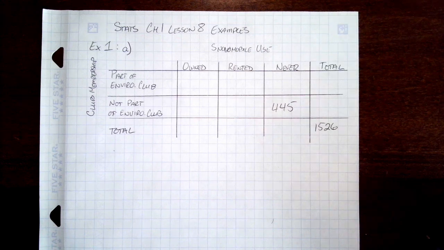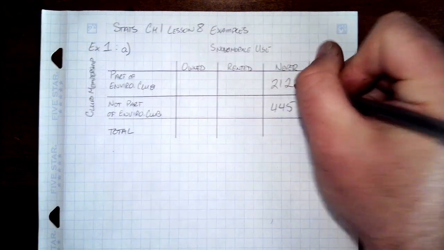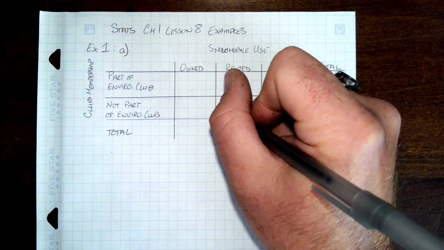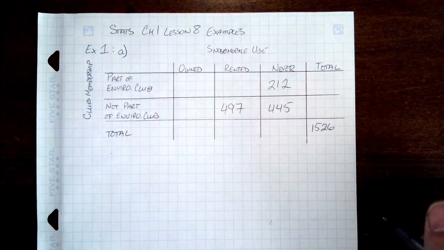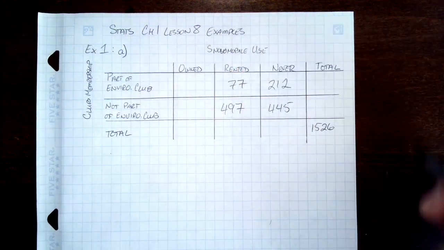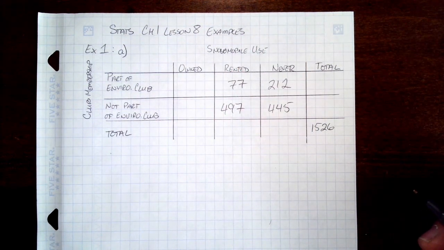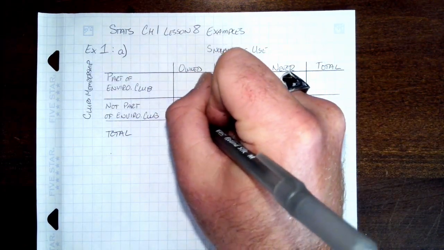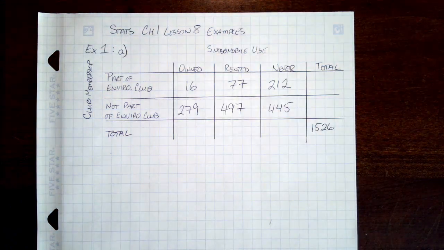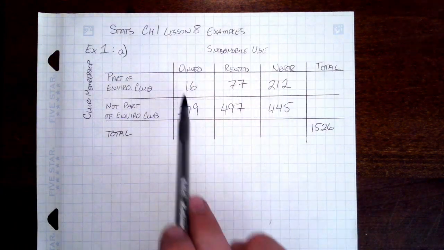212 had never used a snowmobile but were part of a club. 497 had rented but were not part of the environmental club. 77 had rented and were part of an environmental club. 279 had owned but were not part of the club. And 16 had owned a snowmobile and were part of some sort of environmental club. So we have our inner numbers now.